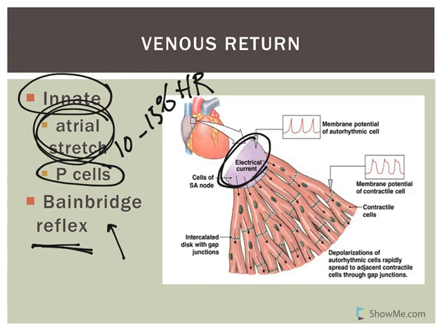Now this is the last bit of looking at things that affect cardiac output, looking at the autonomic nervous system and the role of things that could affect heart rate. The next one is going to look at factors that affect stroke volume.